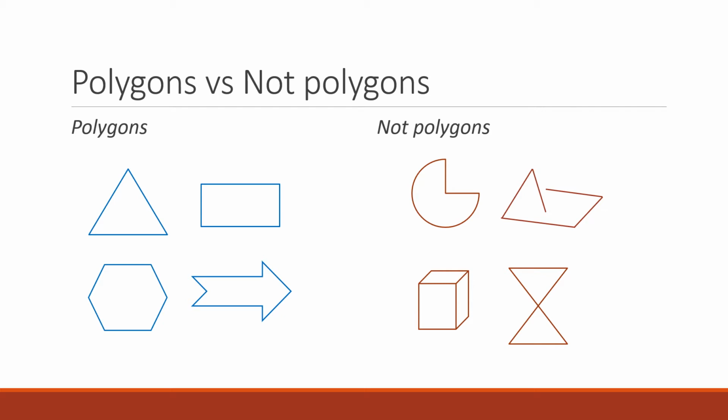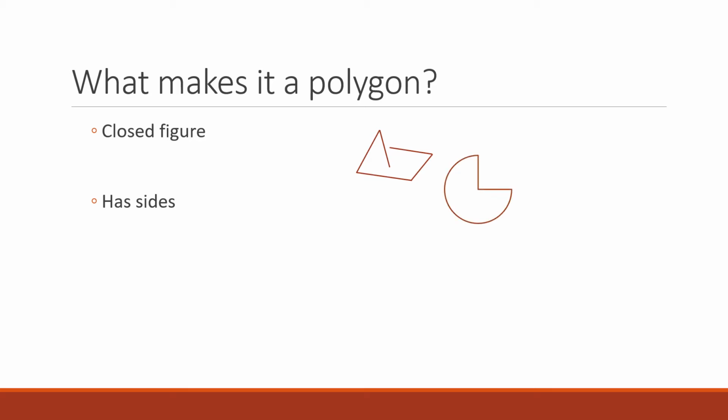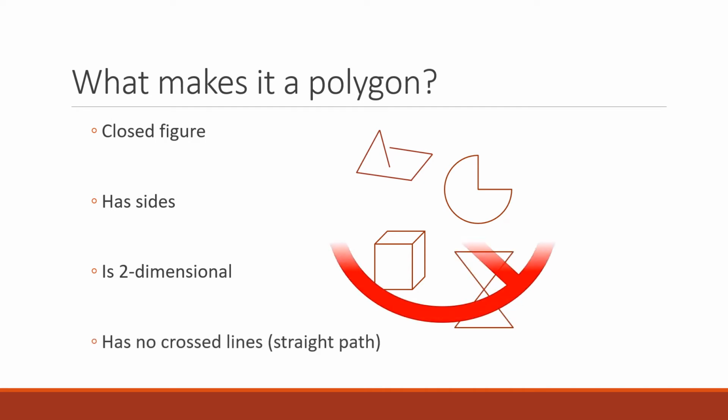Think for a second and come up with your own argument. So what makes it a polygon? It needs to be closed, so a curve like this would not count as a polygon. It needs to have an inside and outside. It needs to have straight sides, so a partial circle would not be a polygon. It also needs to be two-dimensional, so a cube is not a polygon. And it needs to have no crossing lines, so this figure is not a polygon.